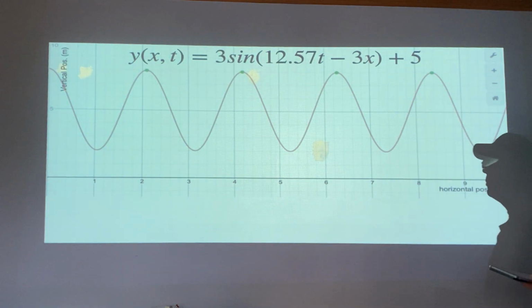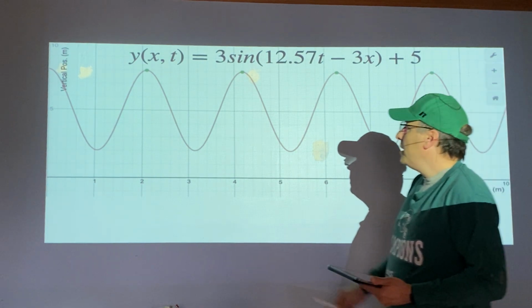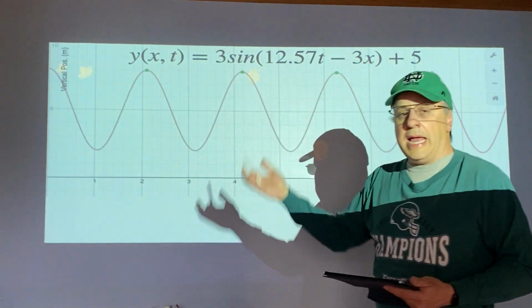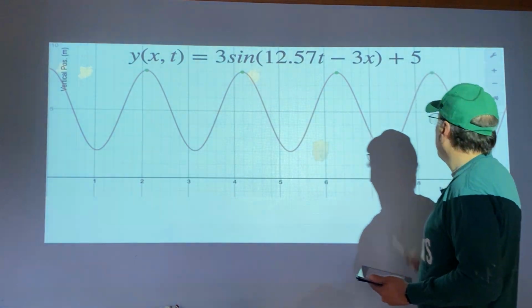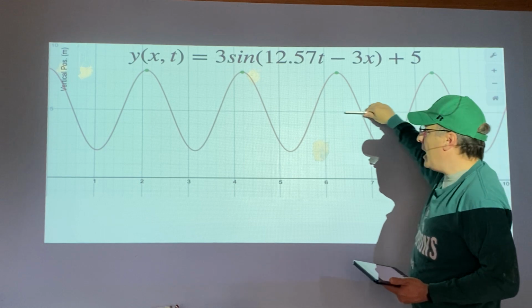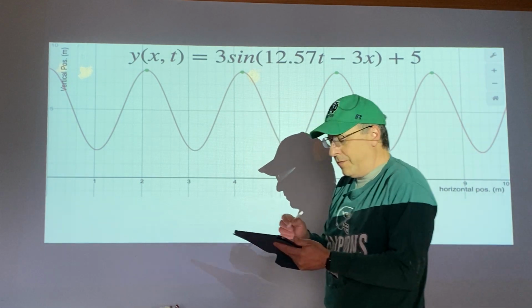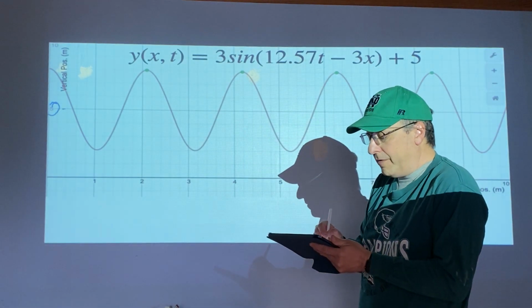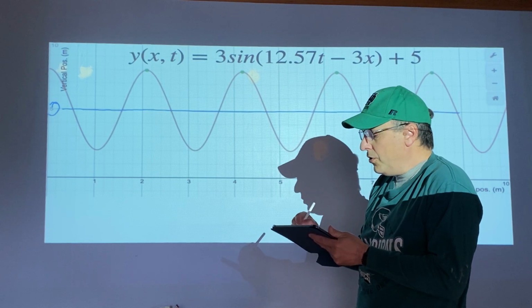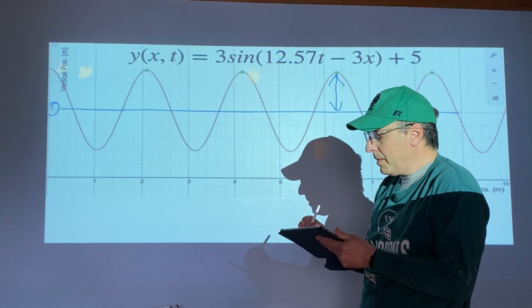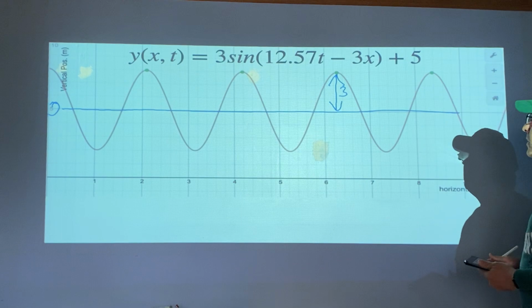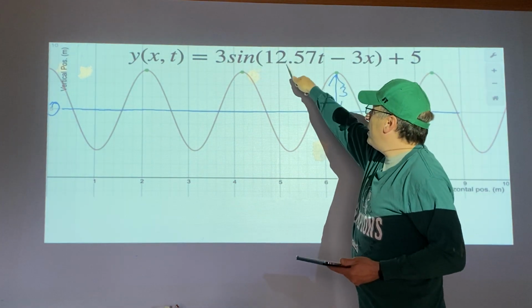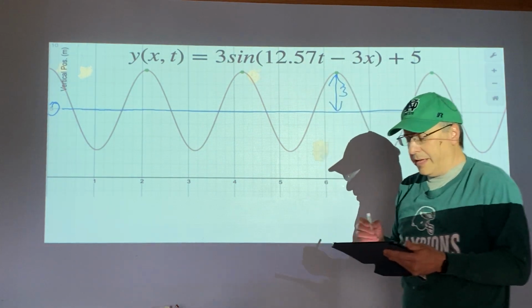Okay, so your numbers are going to look something like this. Again, the 3 represents the amplitude of the wave. The 5 represents how far it is to the middle of the wave. So you could see 5. You could see 3.